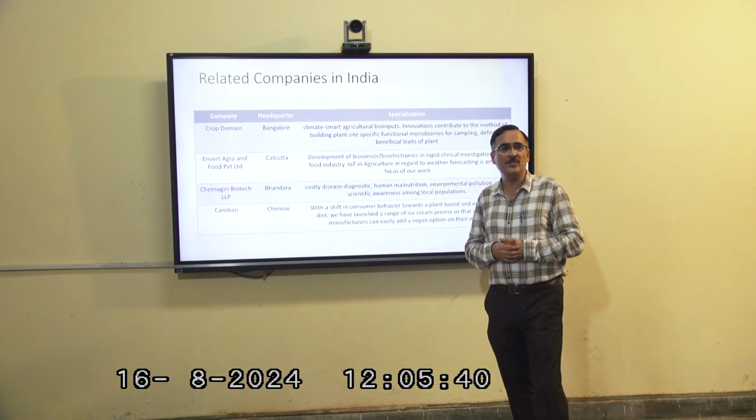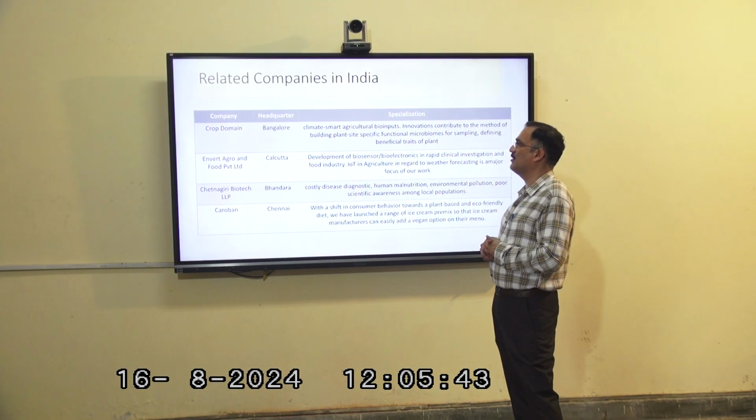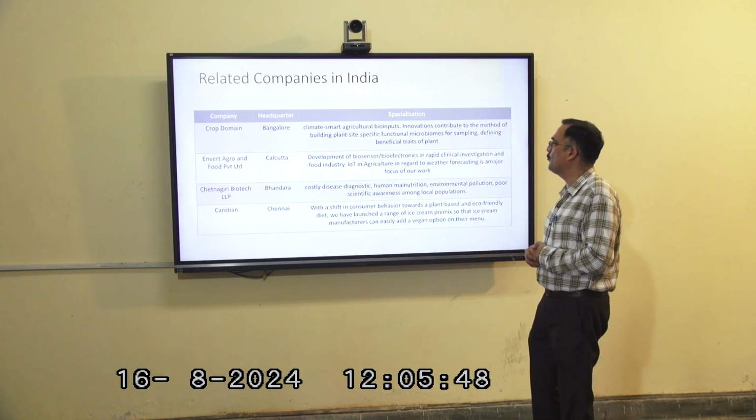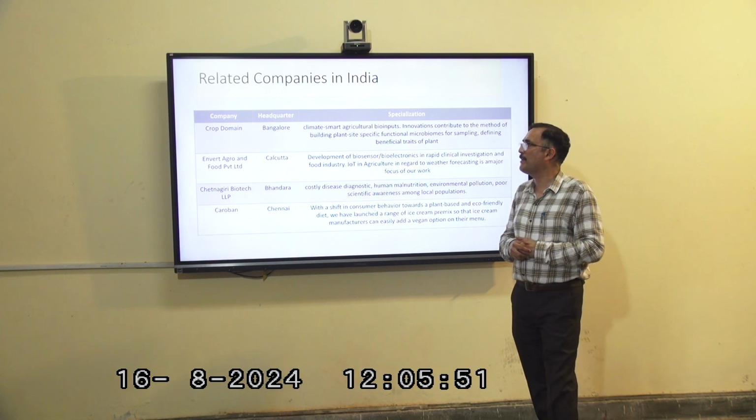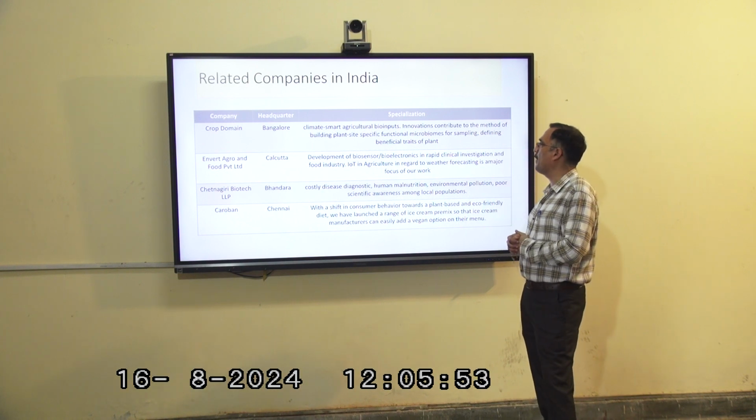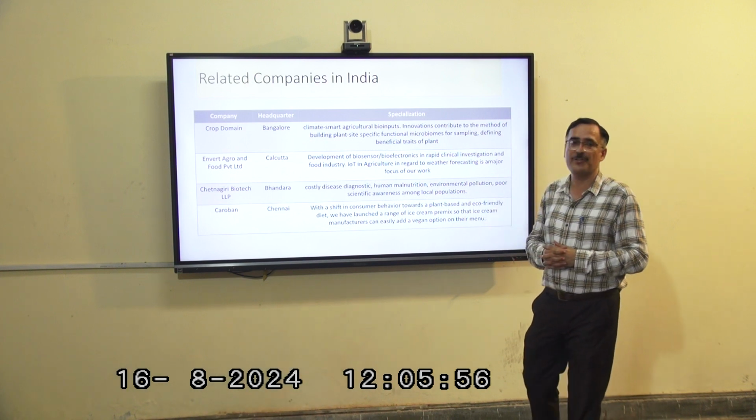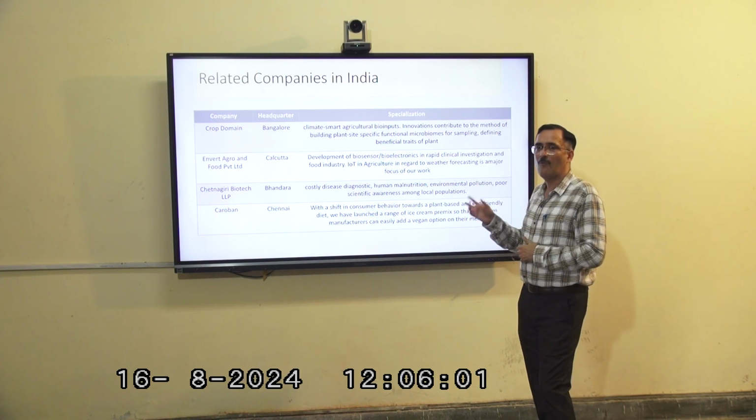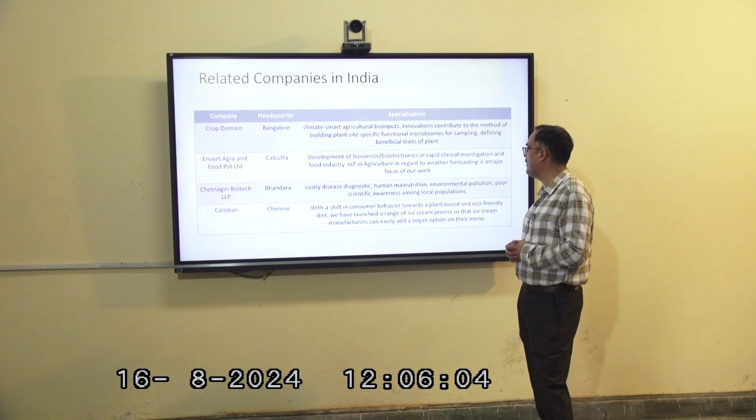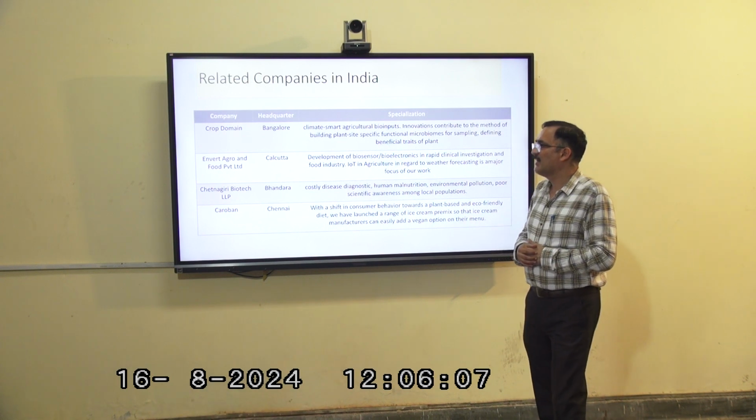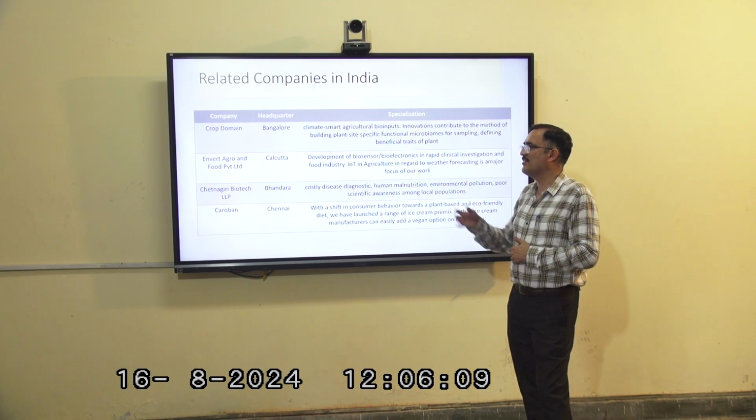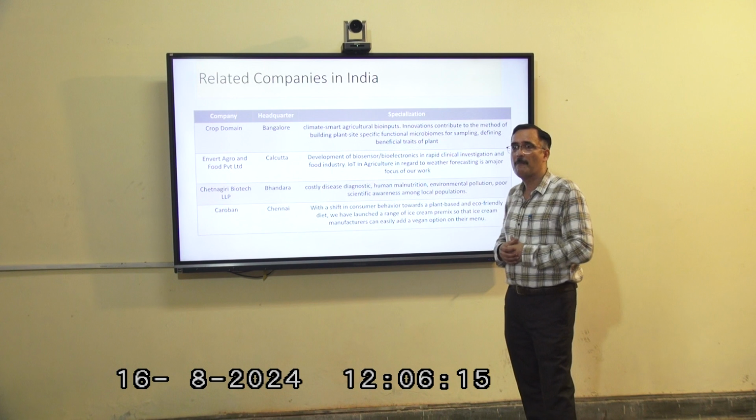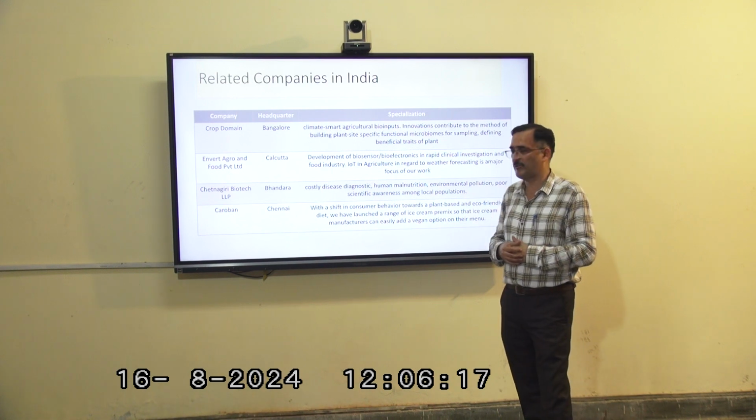These are the related companies working in the area of plant biotechnology, like Crop Domain in Bangalore, that work on climate smart agriculture biofoods. Innovation contributes to the method of building plant specific functional microbiomes or sampling defined beneficial traits of plants. Then Enverto Agro Foods Private Limited in Calcutta, working on biosensor and bioelectronics development. Then we have Caroline in Chennai, we have Chetnigri in Vadodara, working on disease diagnostics and development of a specific type of plant producing certain human nutraceuticals.